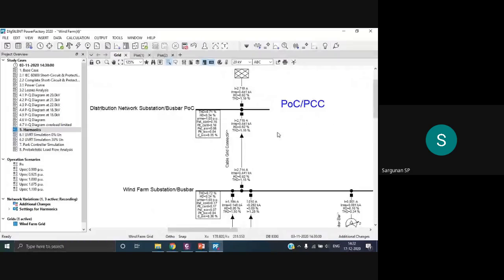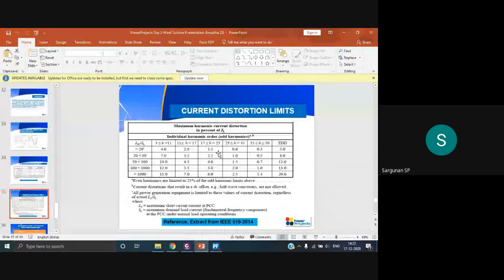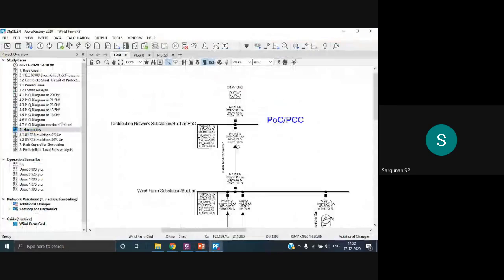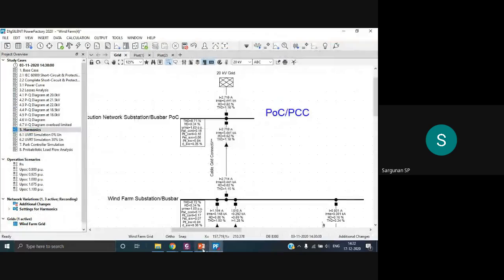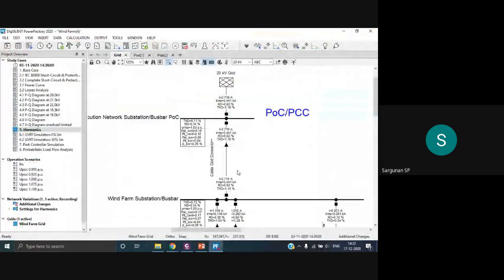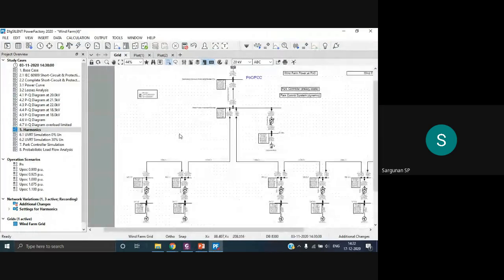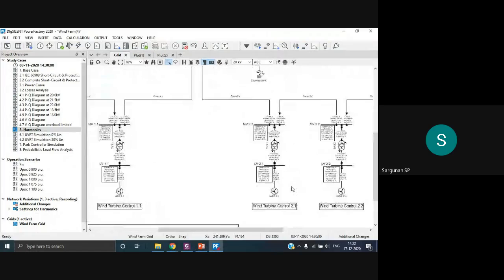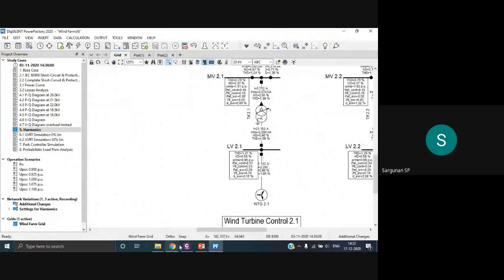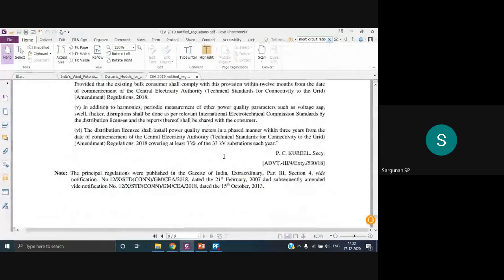So for the total demand distortion, with the ISC by IL limit, we can find out the short circuit power which is produced, and we can find out the load demand here. With the help of that we can find out the individual harmonics and the total harmonics. So this is all about the harmonics part.